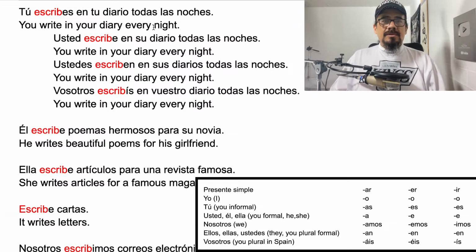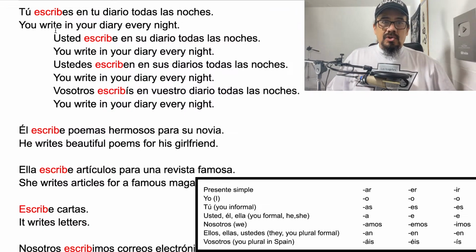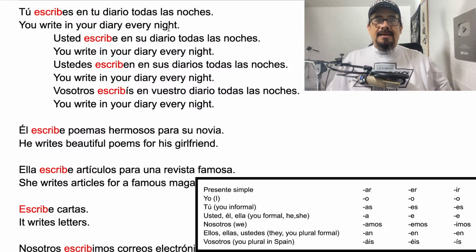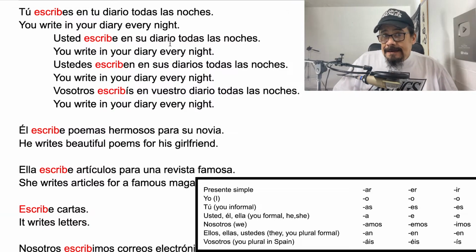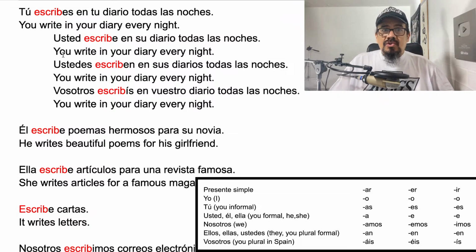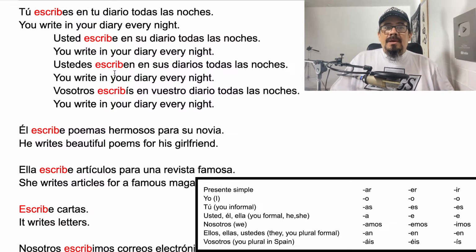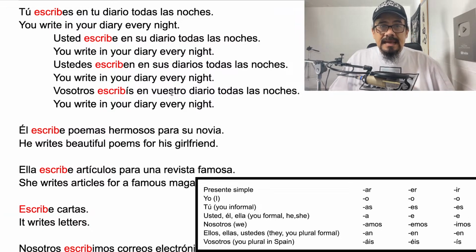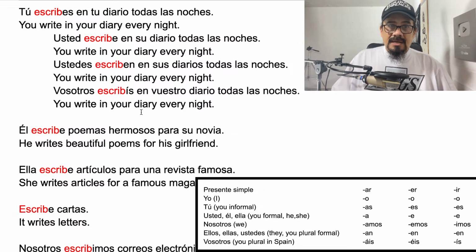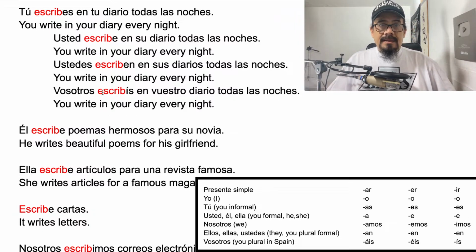So, tú escribes en tu diario todas las noches. You write in your diary every night. Usted escribe en su diario todas las noches. You write in your diary every night. Ustedes escriben en sus diarios todas las noches. Plural. You write in your diary every night. And vosotros escribís en vuestro diario todas las noches. You write in your diary every night.